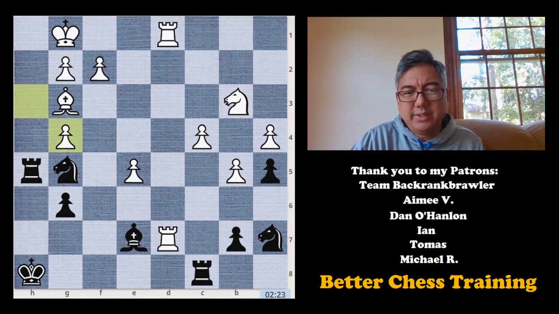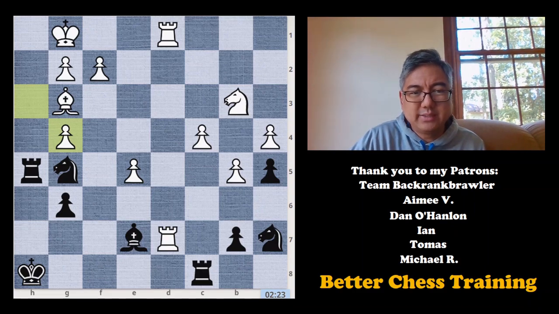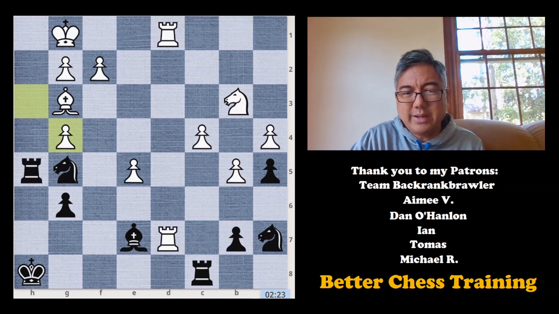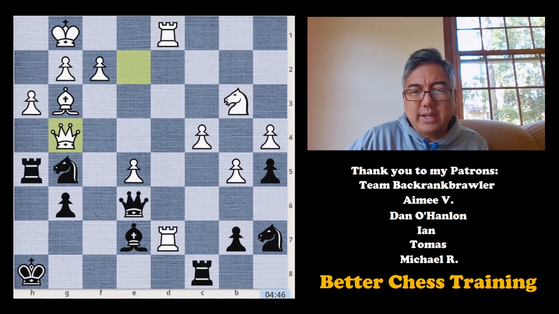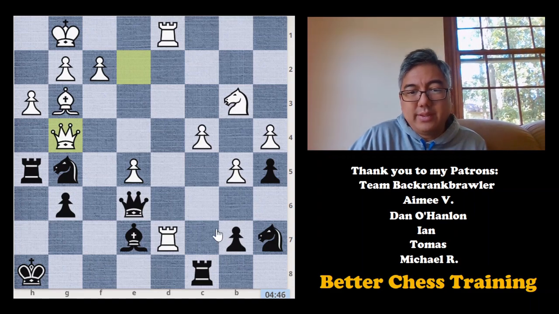So this move here looks pretty forced. My rook is being threatened, so I have to go here. So let's go back even further. Okay, so now we have this position.